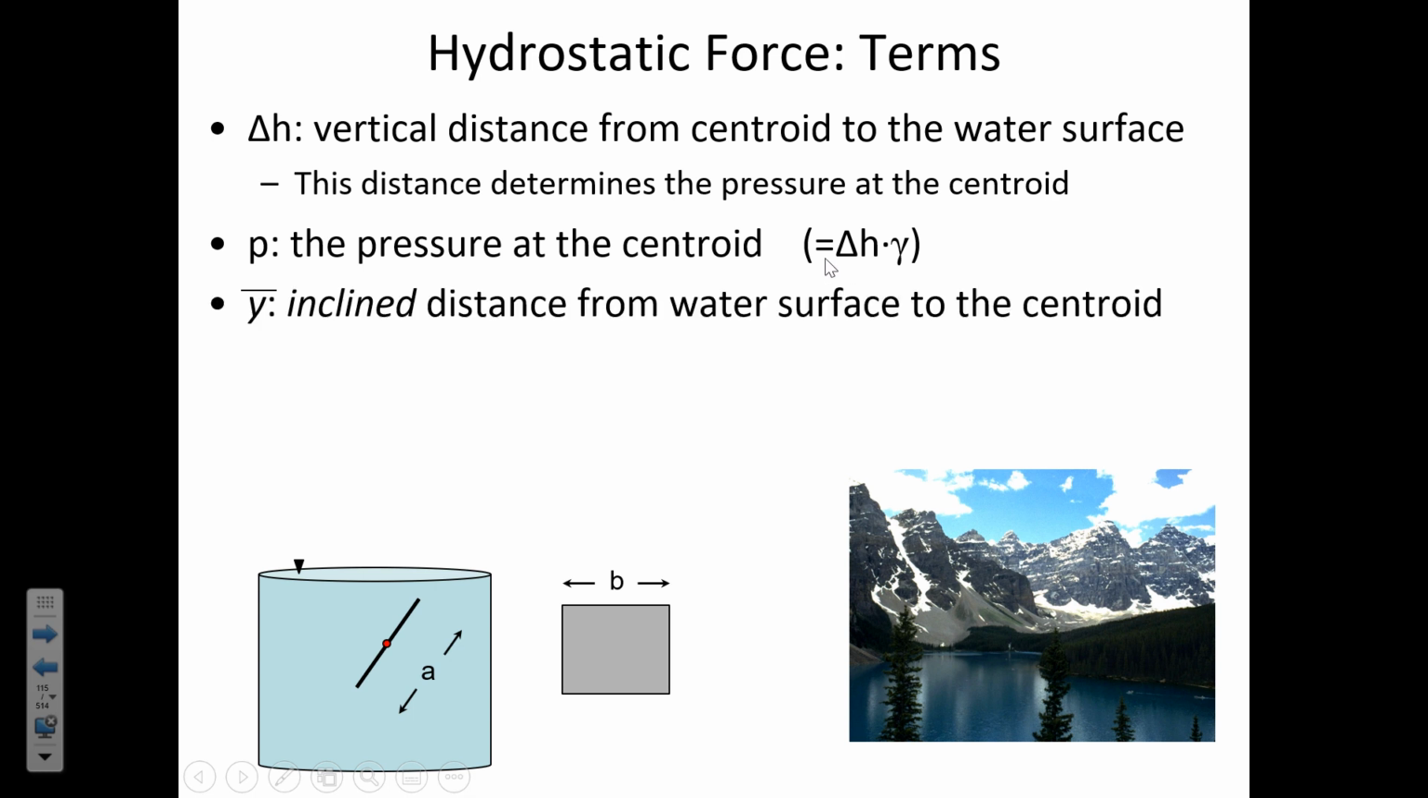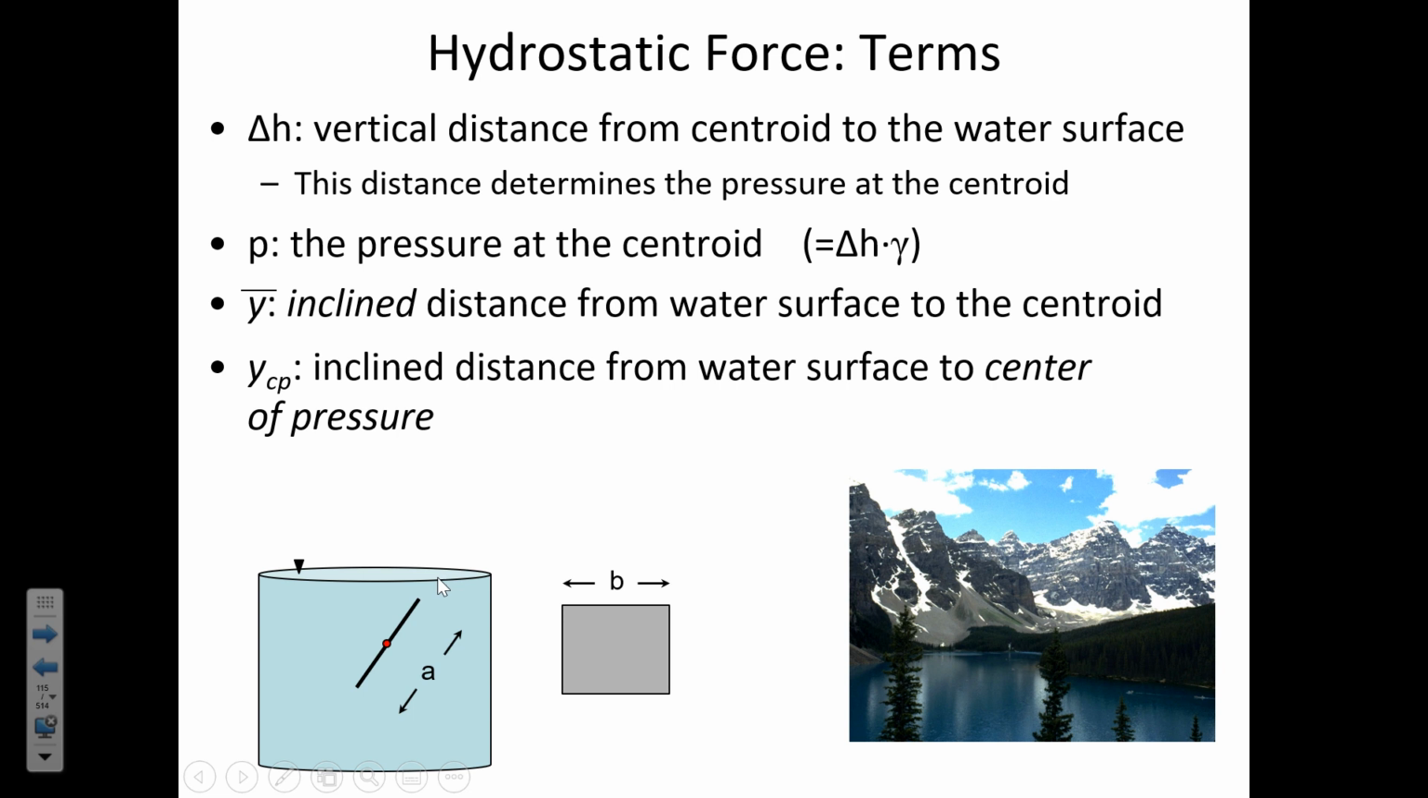Y bar is the inclined distance from the water surface to the centroid. So if we, in this image, follow the red dot up to the surface, then it would be from the red dot to the water level. Then YCP is a little bit below the red dot, because that's where the force is applied. So it's the inclined distance from the water surface to the center of pressure.